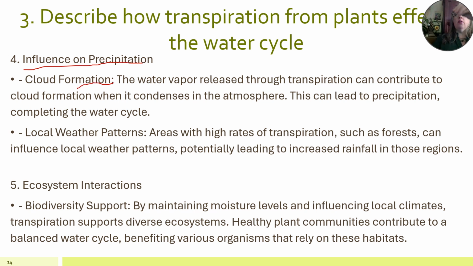That is, again, water evaporating into the air. It's going to have cloud formation when the water vapor is released through transpiration. It can contribute to the cloud formation, which condenses in the atmosphere, and this can lead to precipitation, completing the water cycle.